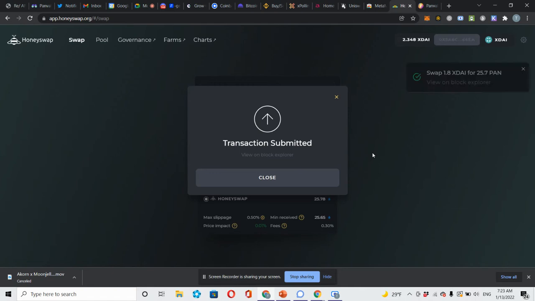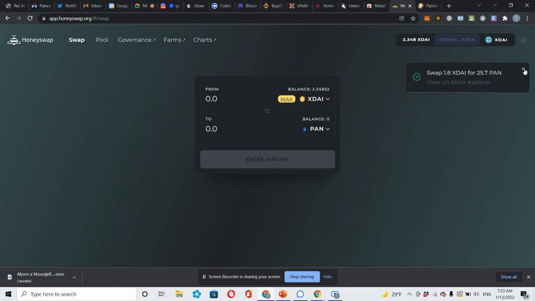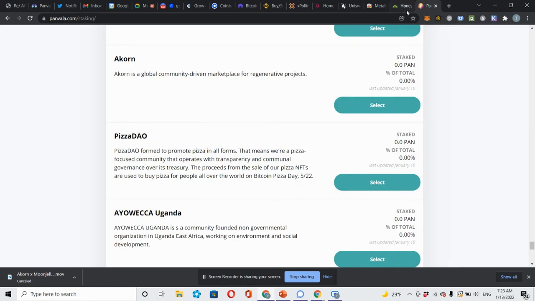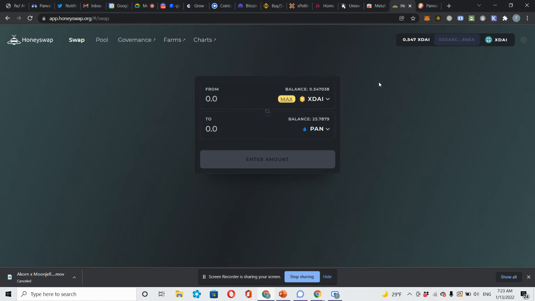Again, XDAI or Gnosis chain is recommended far over Ethereum at this point because Ethereum costs $55 per transaction or more just in gas. Whereas Panvala, that transaction right there, or HoneySwap, that transaction right there, on XDAI Gnosis chain, it costs like 0.0003 cents to do that transaction.